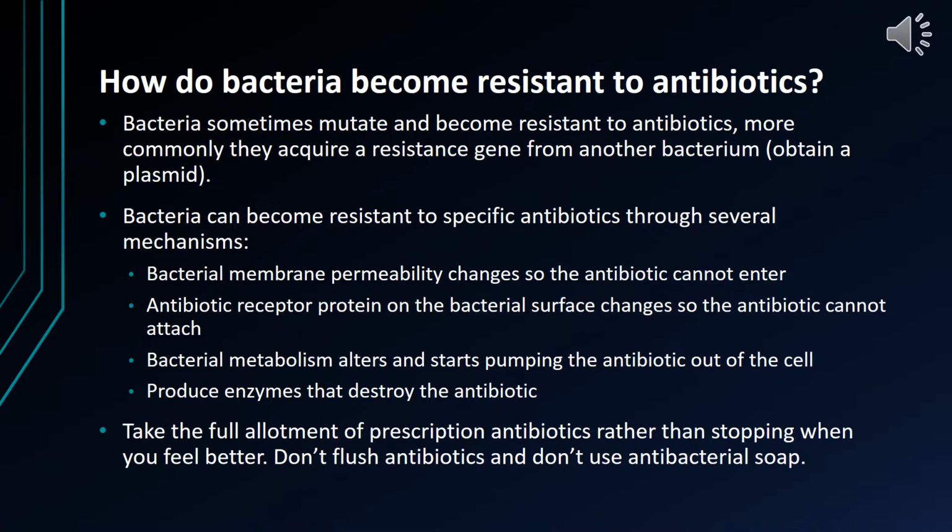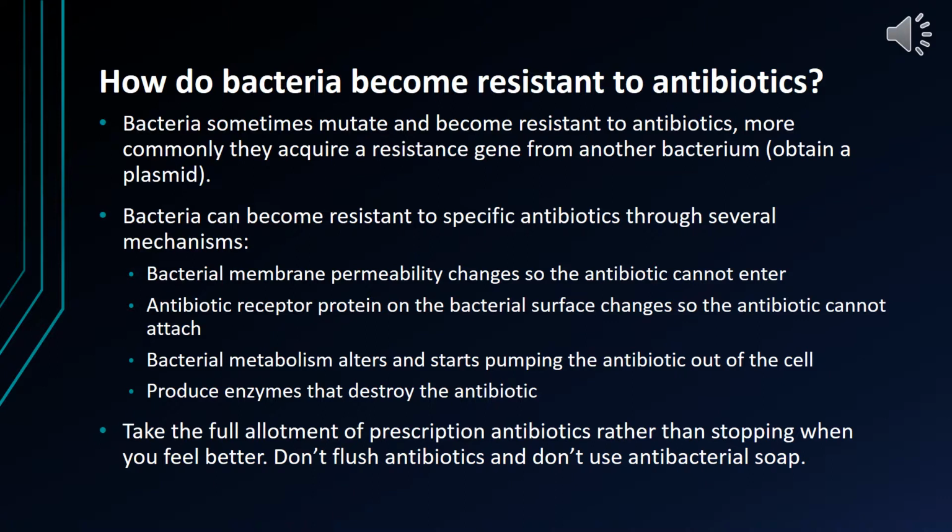The bacterial membrane permeability can change, so the antibiotic can no longer enter. The antibiotic receptor protein on the bacterial plasma cell surface changes, so the antibiotic cannot attach. Their metabolism can be altered in such a way that the bacteria becomes capable of pumping the antibiotic out of the cell. And they can also produce enzymes that destroy the particular antibiotic.